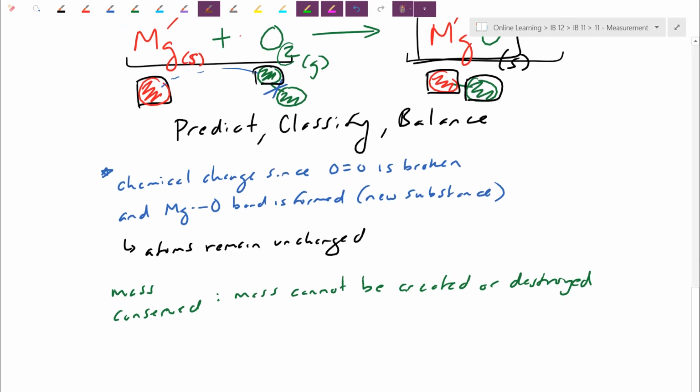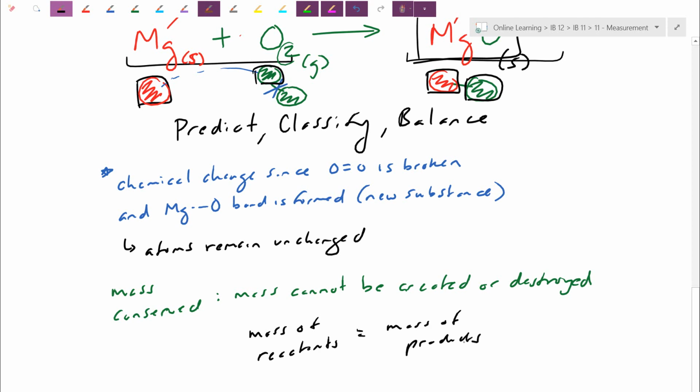So in this case here, we're using the language, well, the mass of the reactants should always equal the mass of the products. Right? That's what mass conservation says. So how do we fix this issue?